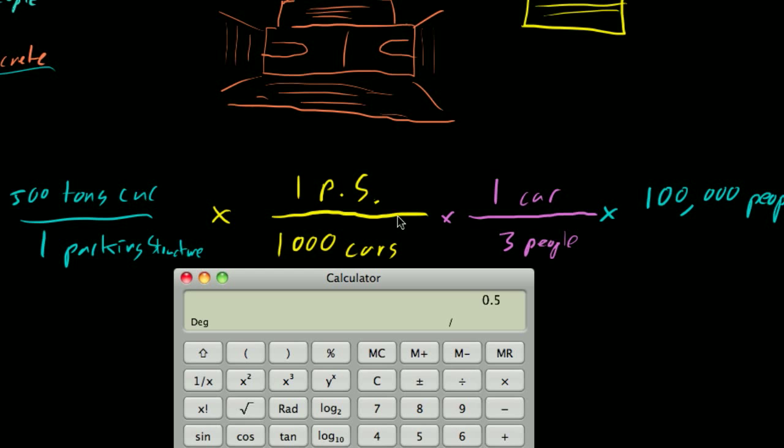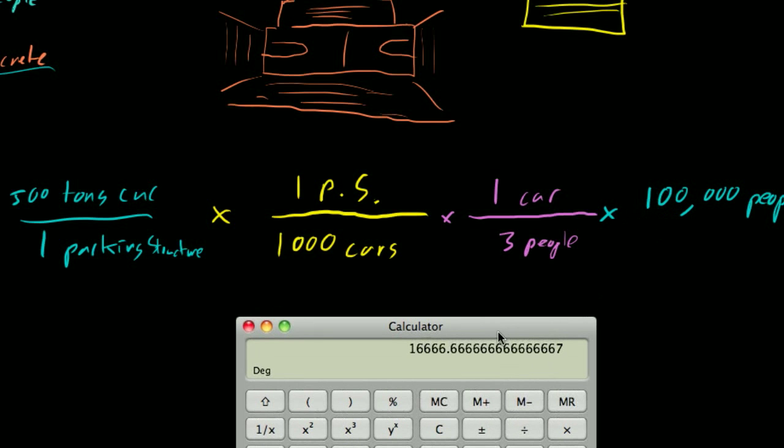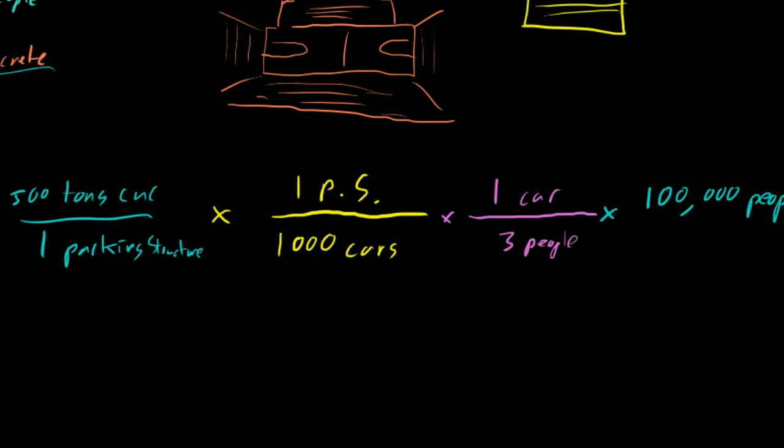1,000, divided by 3, times 100,000. That means that we are going to need 16,600. And how many significant figures? Well, let's say we have 2 significant figures in this calculation. So we are going to need 17,000 tons.